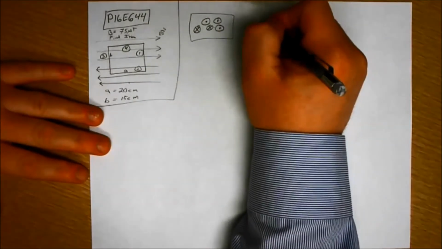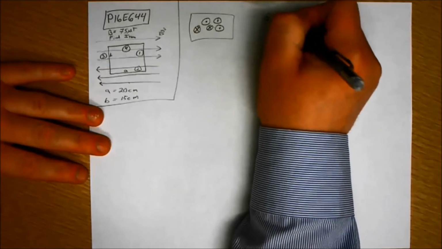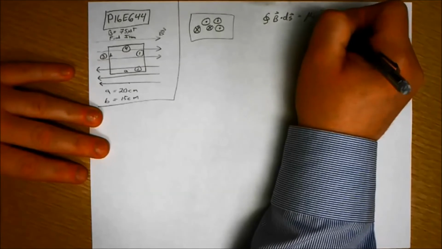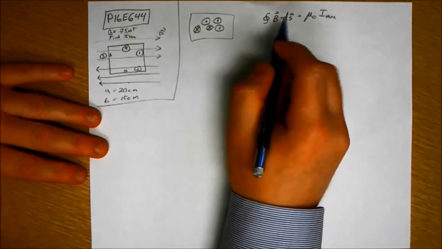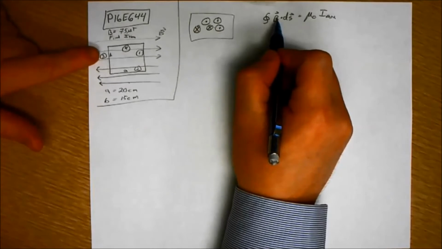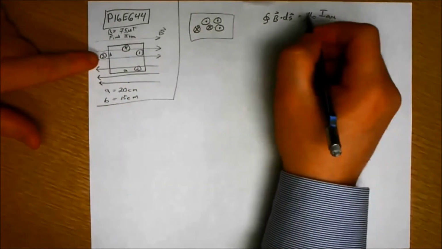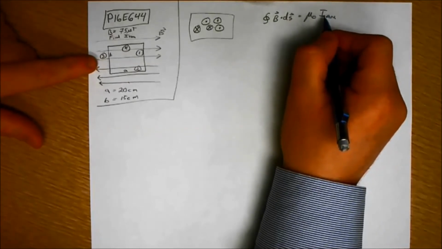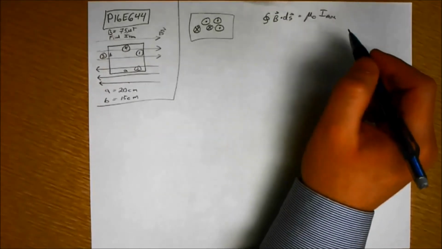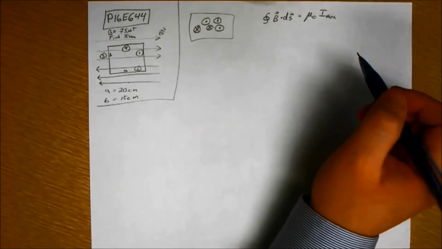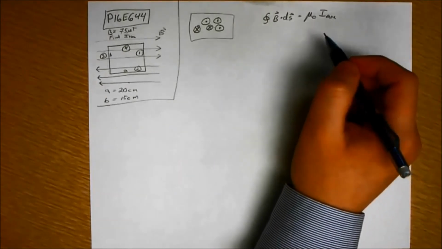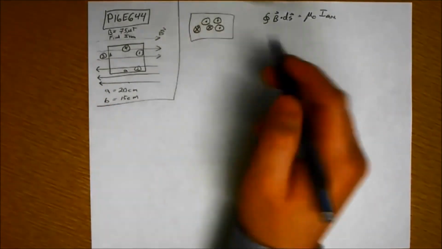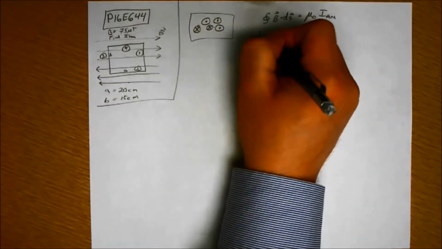But anyways, if we start with Ampere's law, the line integral or path integral of the magnetic field B along the path ds integrated is going to equal mu naught times the current through the closed path that you laid out. Well, we can do this segment by segment, 1, 2, 3, and 4. But we notice something immediately, right? Let's look at side 1.